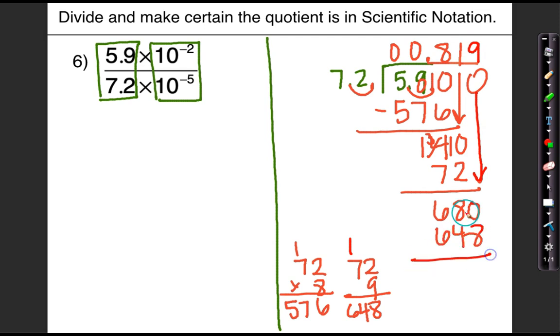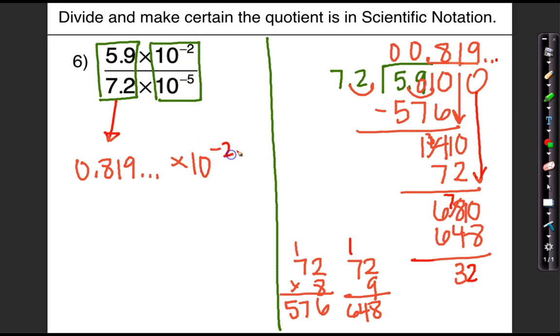And as you can see, it does not work out evenly. It's going to keep going, but I think I'm going to have enough information here to go ahead and write an answer. So what happens when we divide those two numbers? I'm going to get 0.819... times 10 to the, remember in this case we're going to subtract the exponents. Make sure you write it correctly. It is minus a negative.